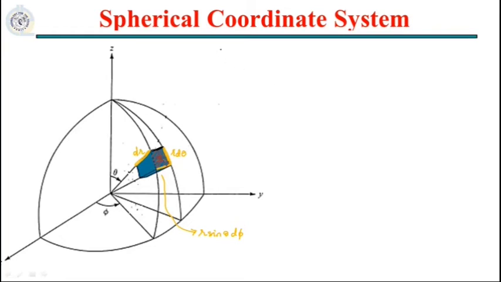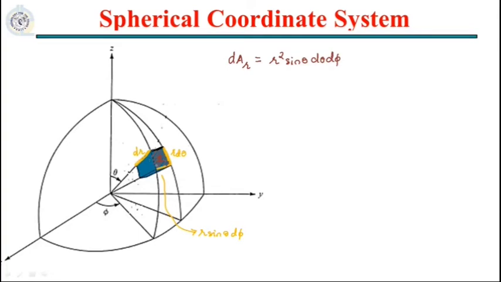So on the r constant plane, my dA for surface 1 will be, because r is constant, dAr, which is equal to, okay, what are the lengths? I'll have this into this. So that is r d theta into r sine theta d phi, which makes it r square sine theta d theta d phi.